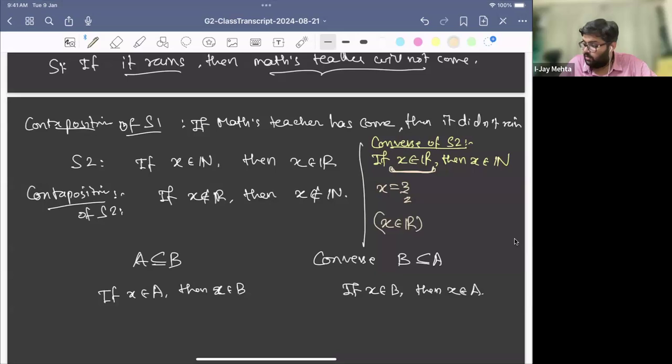Right? But then what conclusion was this? X is a natural number. This is not true. Right? So Sumit has given a number 3/2, which is a real number, but it's not a natural number. Okay, so this statement, the converse, is not true. Statement S2 is true, but the converse is not true. How many of you understand this?